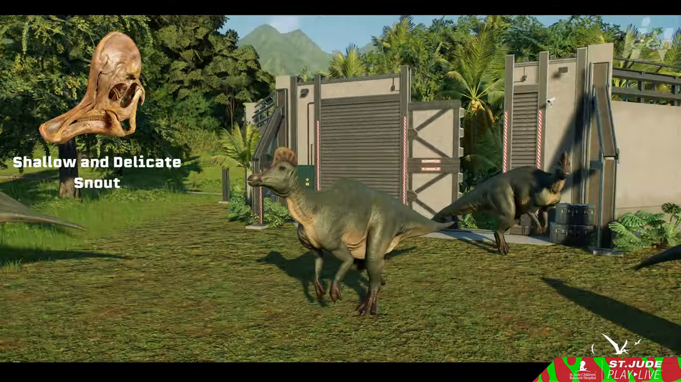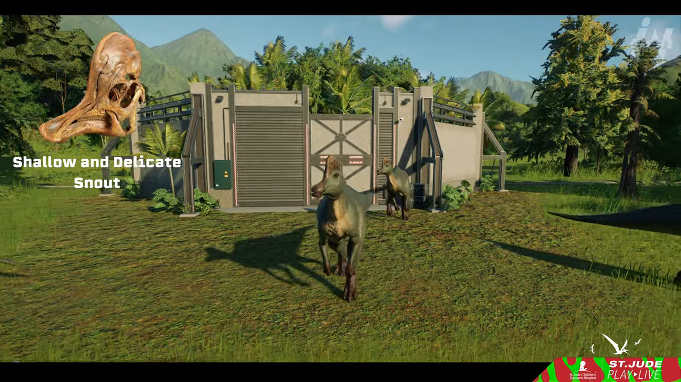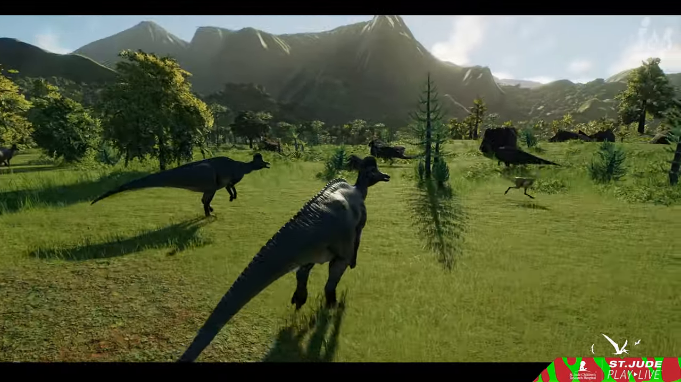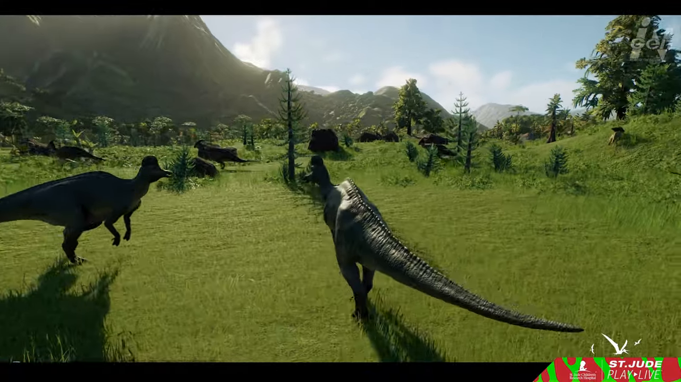Paleontologists described it as a large dinosaur with tall spines and a ridge along its back. Its snout was shallow and delicate compared to that of many other hadrosaurids, suggesting that it may have been more of a selective feeder that browsed for food in younger leaves.